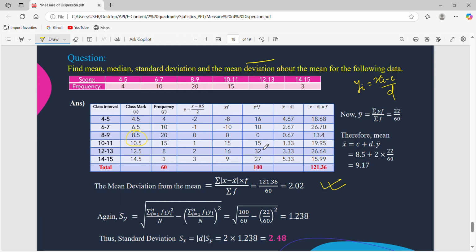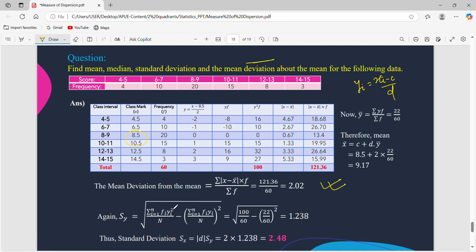Next is standard deviation. It is the same thing here, the class interval is there. So we have to find first with respect to y, then with respect to x. That means the change of scale property is applicable. One sentence is very important: when the class interval is present, whether for finding the mean or the standard deviation, the change of scale property is required. So this is the way we can find the mean, median, standard deviation and mean deviation about the mean.